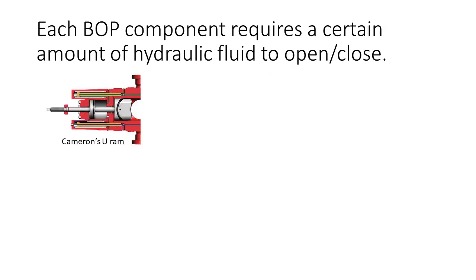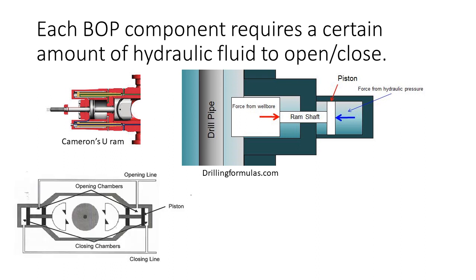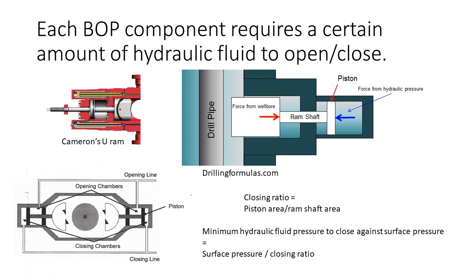Here's a cross-section of a typical ram preventer. This ram block could be a blind ram, a pipe ram, or a variable bore ram, similar to what we have at the PERTT lab. Here you can see the ram shaft and the piston. To the left of the piston is the opening chamber. To the right of the piston is the closing chamber. Here you can see how the closing chamber and the opening chamber are aligned together.